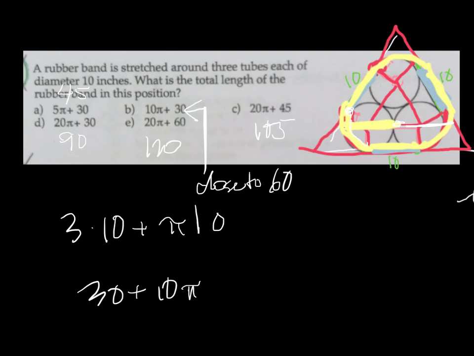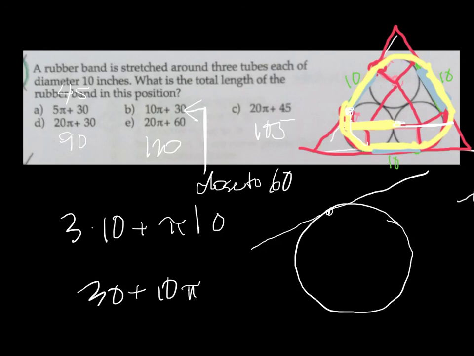But the most important thing is, when I have a circle and I have a tangent line, when I connect that tangent line to a radius, I get a right angle.